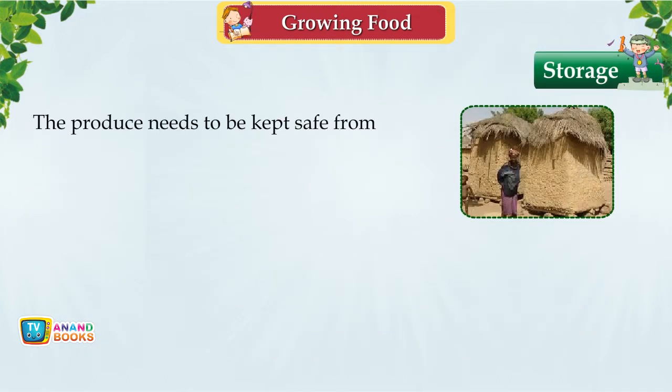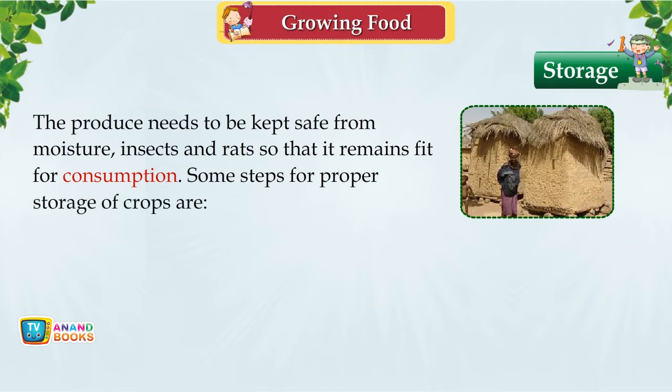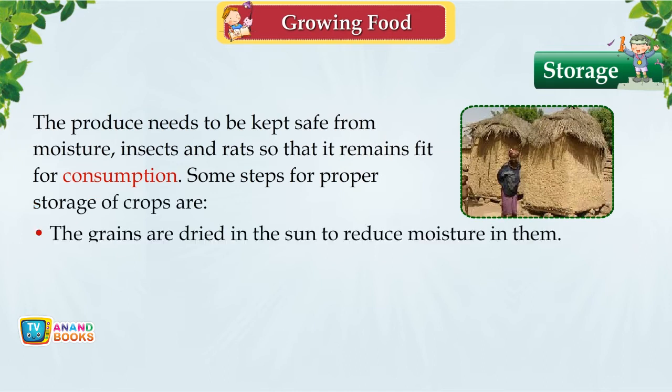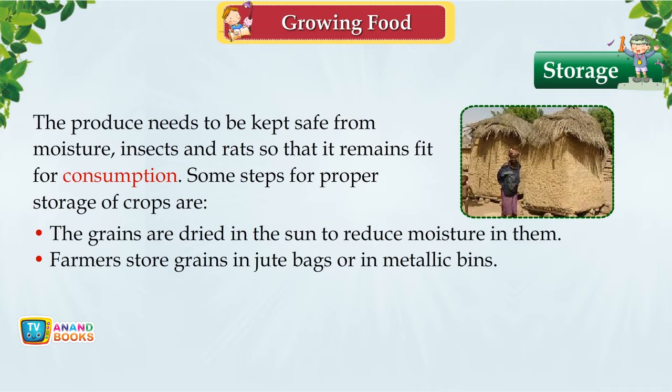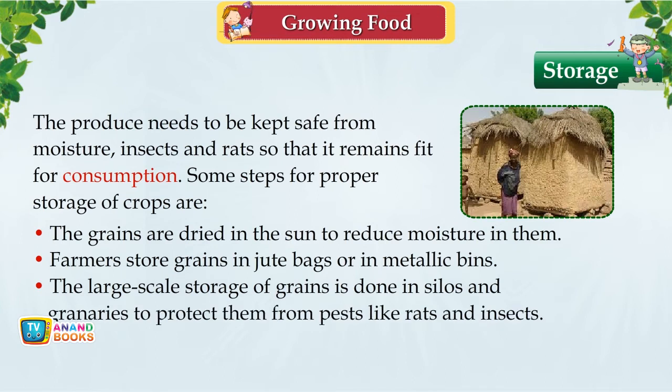Storage. The produce needs to be kept safe from moisture, insects, and rats so that it remains fit for consumption. Some steps for proper storage of crops are: the grains are dried in the sun to reduce moisture in them. Farmers store grains in jute bags or in metallic bins. The large-scale storage of grains is done in silos and granaries to protect them from pests like rats and insects.